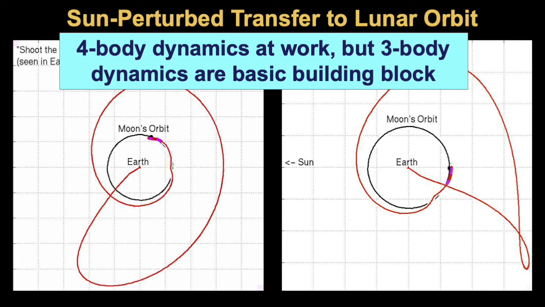So this would be a solution to the four-body problem, but the building blocks are three-body systems. So we've got two three-body systems here, Earth, Moon, spacecraft, and then Sun, Earth, spacecraft. And they fortuitously are energetically connected. And so it's pretty easy to go from one of the Lagrange points of the Earth-Moon system, so a lunar Lagrange point, to one of the Earth-Lagrange points.